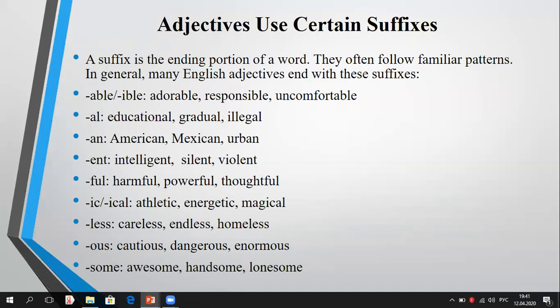Able. Examples: adorable, responsible, uncomfortable. Al: educational, gradual, illegal. Suffix an: American, Mexican, urban. Suffix ent: intelligent, silent, violent. Also less: careless, endless, homeless. Some, for example: wearisome, handsome, lonesome. This is the third function of adjectives. The next one.